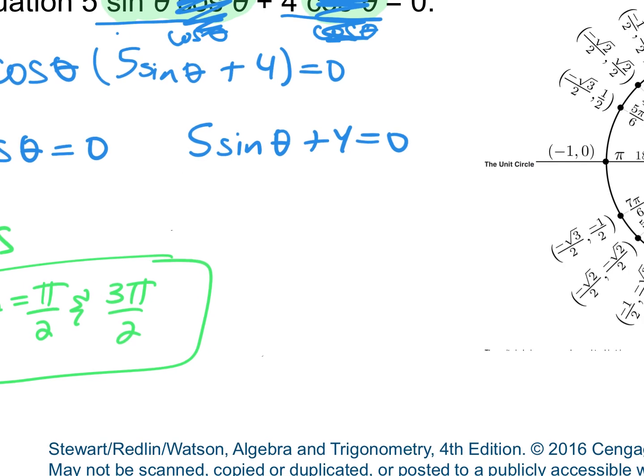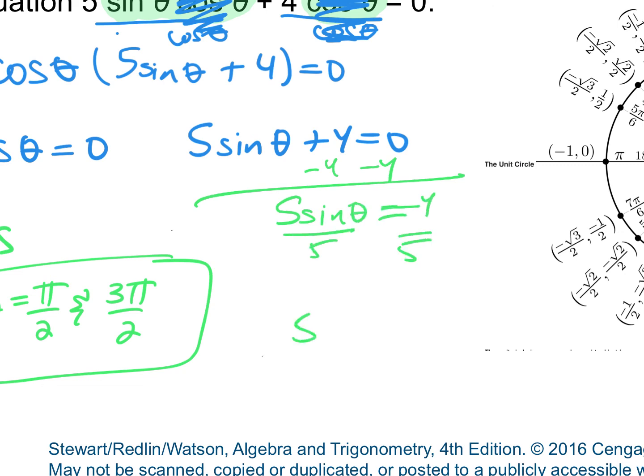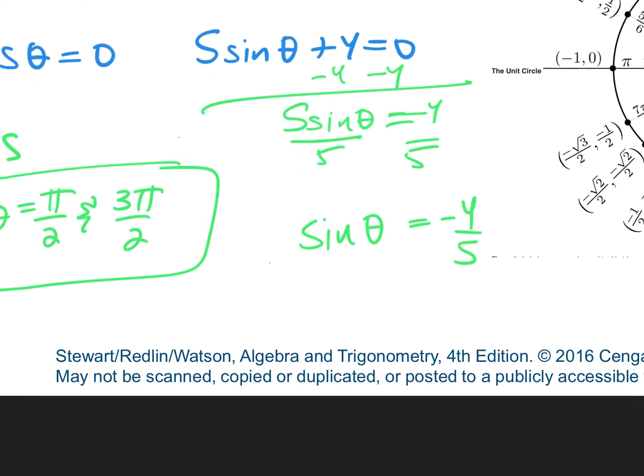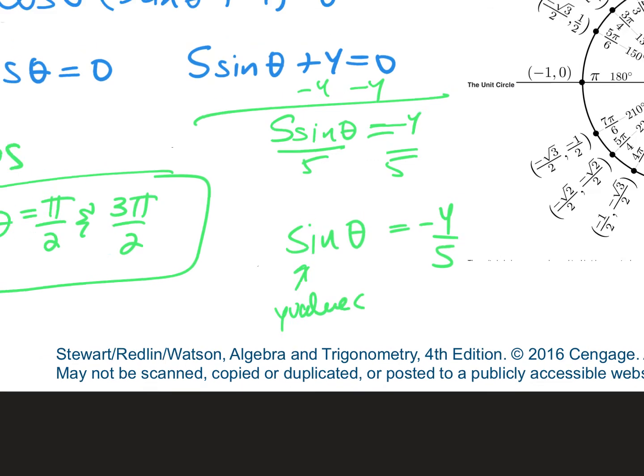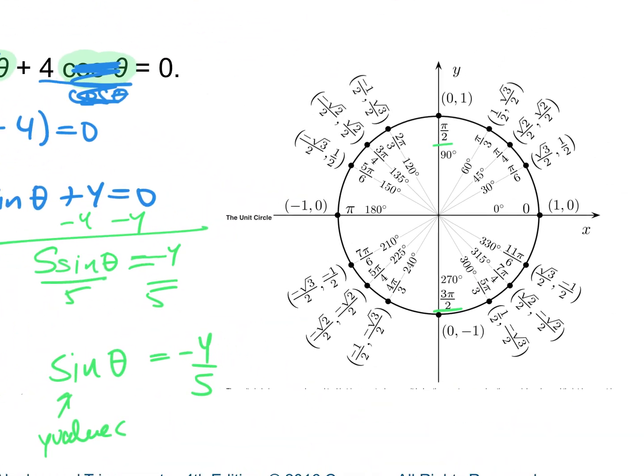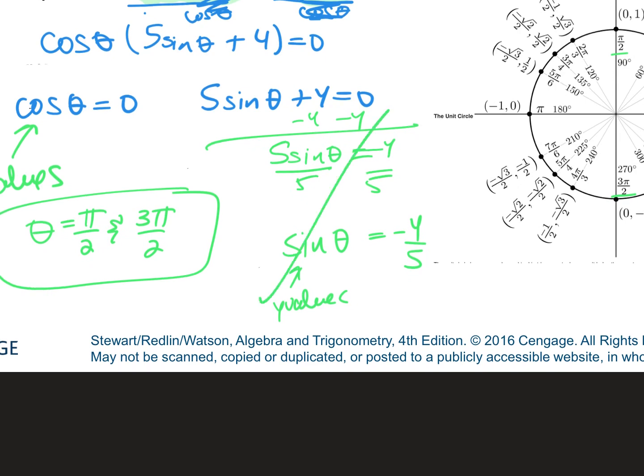Now I come over here. Different trig function, but same thing. Sine is our y value. So I want to get my trig function by itself. I'm going to subtract 4, right? 5 sine theta equals negative 4. Divide by 5. So I have sine theta equals negative 4/5. Sine is what? Y. Okay, so look on your unit circle, guys. Where are the y values negative 4/5? None. So what do you do? Cross it off. Perfect.